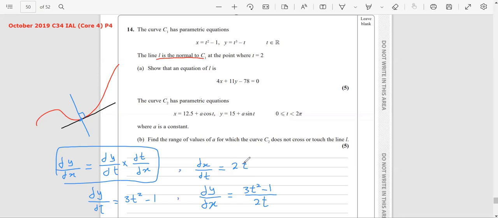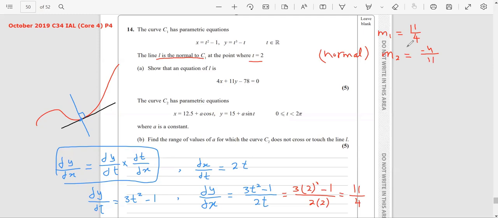You have the value of t, which is 2. Just replace t by 2. It will be 3 by 2 squared minus 1, all over 2 by 2. This is 3 by 4, which is 12, minus 1, so it's 11 over 4. This is the value of the gradient for the tangent. So m1 is equal to 11 over 4. So m2, the gradient for the normal, is equal to negative 4 over 11, the negative reciprocal.